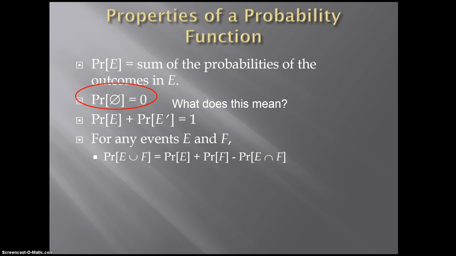So again, this means the probability of the empty set, the probability that nothing happens, is 0. So if there's an experiment, something has to happen. And this one here is basically saying, if I said what's the probability of flipping a coin and getting tails plus the probability of flipping a coin and not getting tails, that's obviously equal to 1 because one of those two events is going to have to occur.